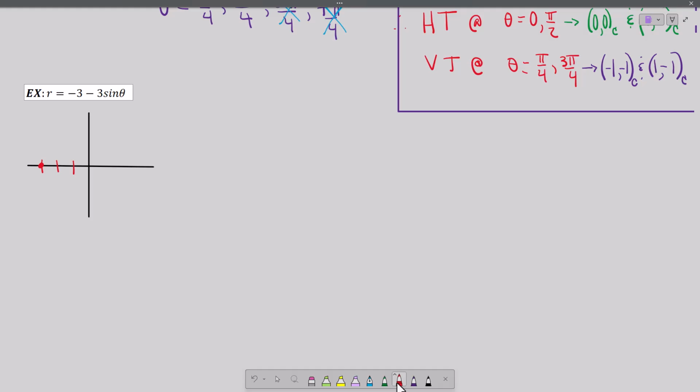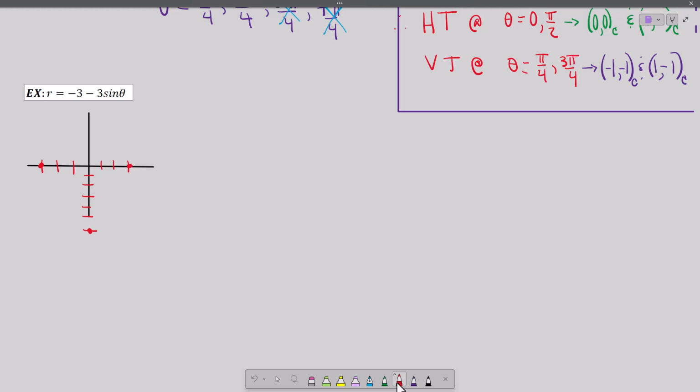Pi over 2. Sine of pi over 2 is 1. Negative 3 is negative 6. So in the pi over 2 direction, negative 6. That means down here. 1, 2, 3, 4, 5, 6. So that's a pi over 2. Now we go to pi. Sine of pi is 0. So in the pi direction, go negative 3. All right, that really means go 3 this way.